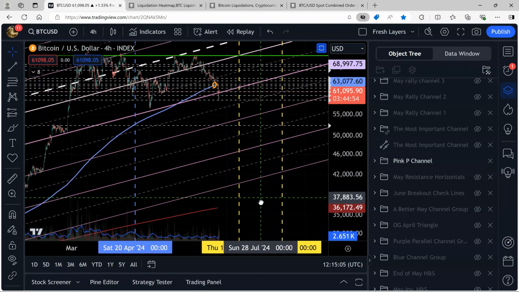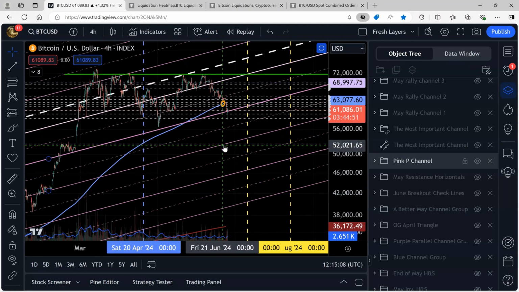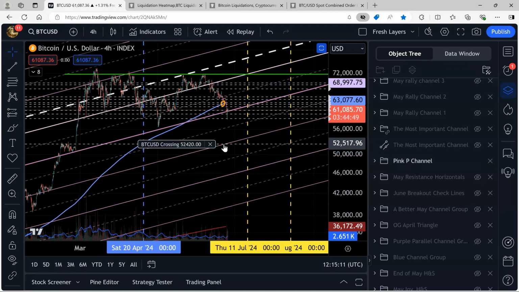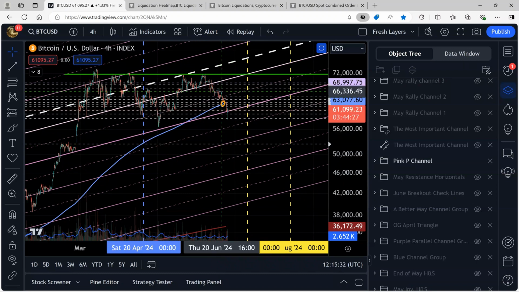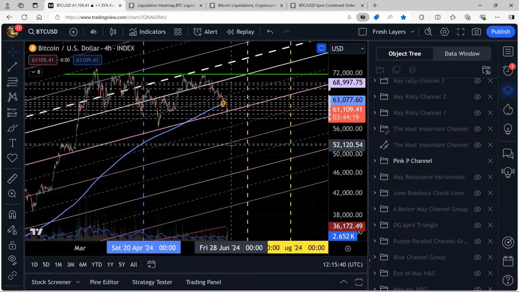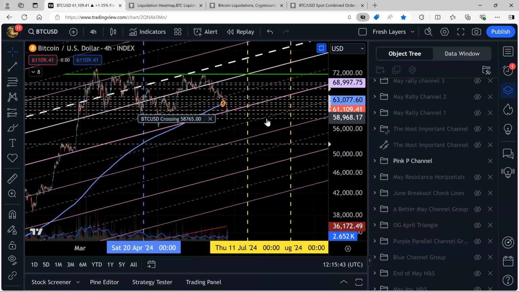So if you look at where these lines intersect, we got support on this line here, where that is at 52,000 today. So if we were to come down to that horizontal support, 52,000, we'd have to dump today. So this was a possibility. I don't think we're going to dump down to 52,000 today. I mean, maybe we do, but I doubt it.